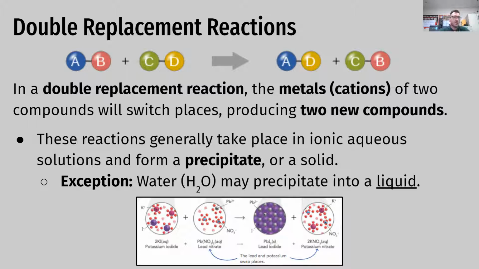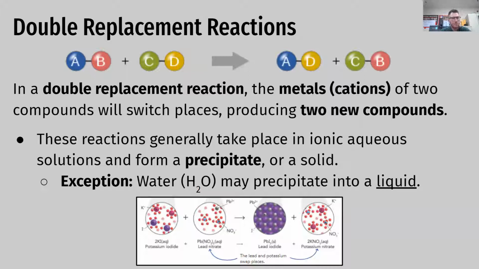Now, something special about double replacement reactions, which most of you should have been able to experience in a lab, was that we're looking for a solid or a precipitate to be formed. So generally in our ionic aqueous solutions, we're going to combine those two aqueous or liquid solutions to form a precipitate or a solid. Now, there is one exception to that, which I'll make sure that we see.